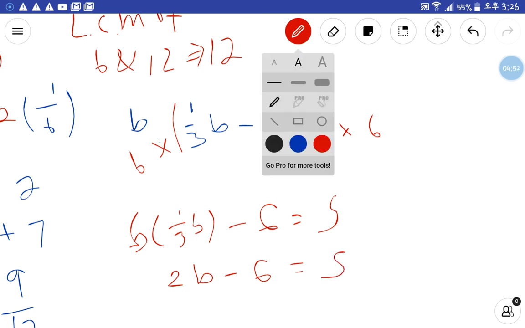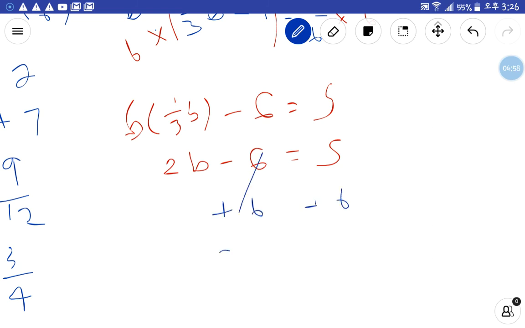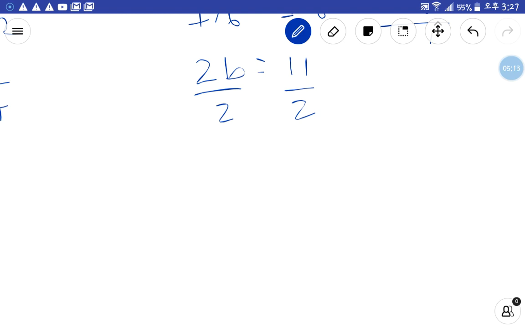Now what do we do after? You are adding 6 on each side. 2b equals 11. Now what? Divide by 2 on each side. 11 divided by 2. How many 2 can go into 11? 5 times, and my remainder is 1. 1 over 2. So my final answer B is 5 and 1 over 2.